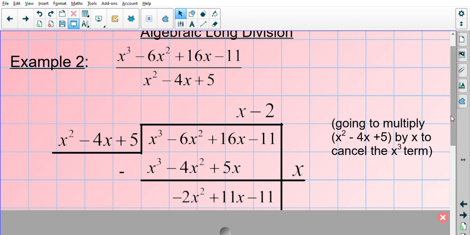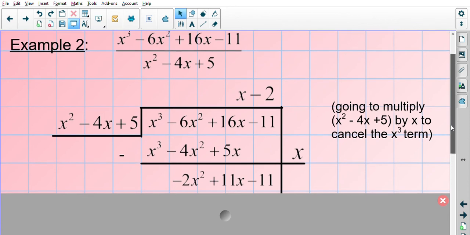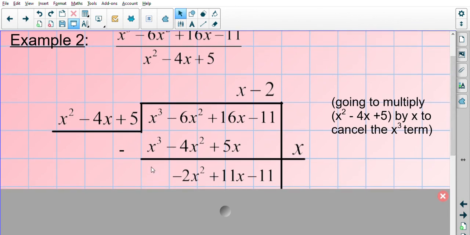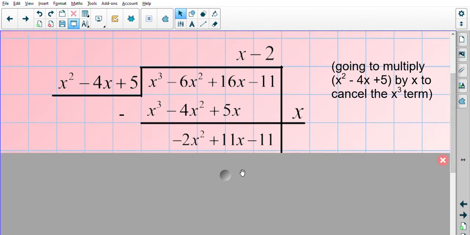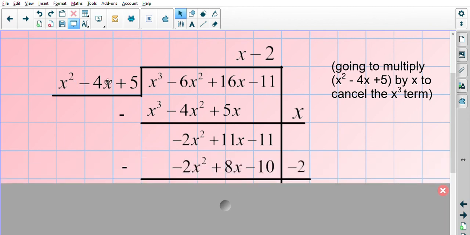I can now try and work out how I'm going to get rid of the x squared. The good thing is all the x cubes have gone. I can still get rid of the x squareds because I've got x squareds there and x squareds there. I now need to multiply this by negative 2, so I've got the same thing as here, which will also be negative 2x squared. If I multiply this by negative 2, I get negative 2x squared. If I multiply this by negative 2, I get positive 8x. If I multiply this by negative 2, I get negative 10.